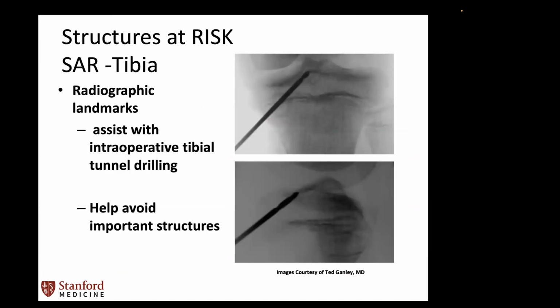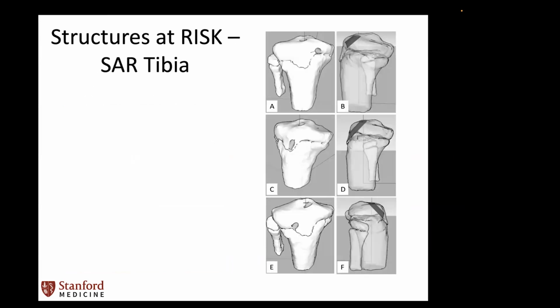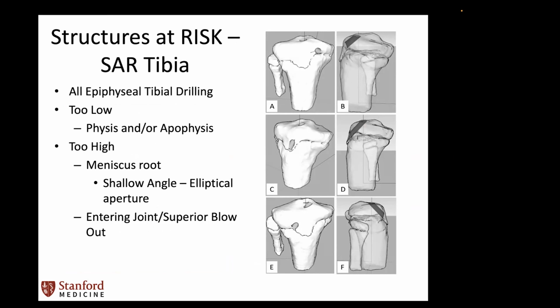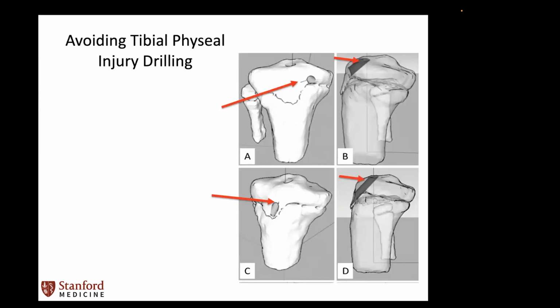Now, we just talked about the femur wrist. This tibia also has the same wrist, and once again, you can use these important operative landmarks to avoid injury to these structures. And here are some three-dimensional pediatric knee models from our CT database. For all epiphyseal drilling, if you start too low, you're going to hit the physis or the apophysis. If you start too high, you hit the meniscus root, the anterolateral root. And the more shallow your angle is, the higher your starting point. You're going to have an elliptical aperture, and you might even enter the joint and have a blowout and lose your fixation. So it's a narrow zone of approach here.